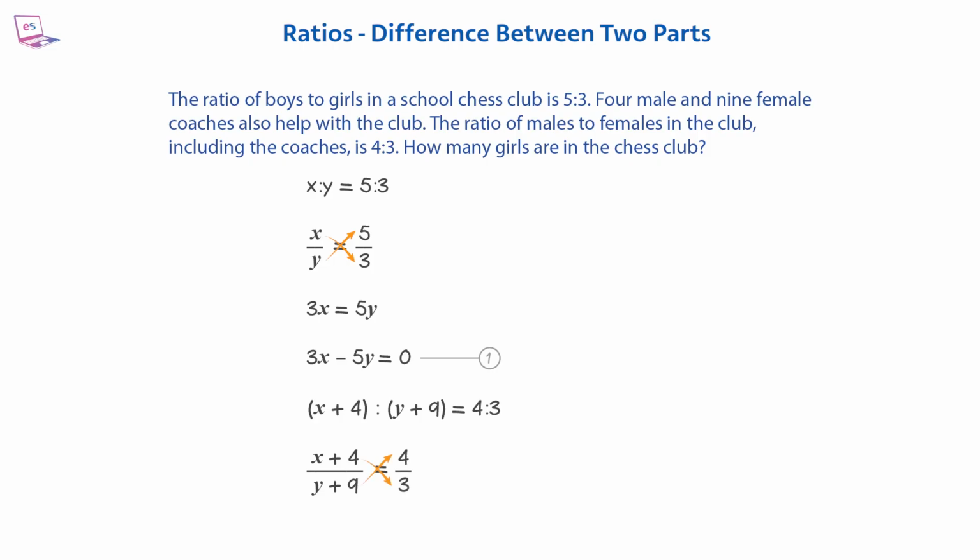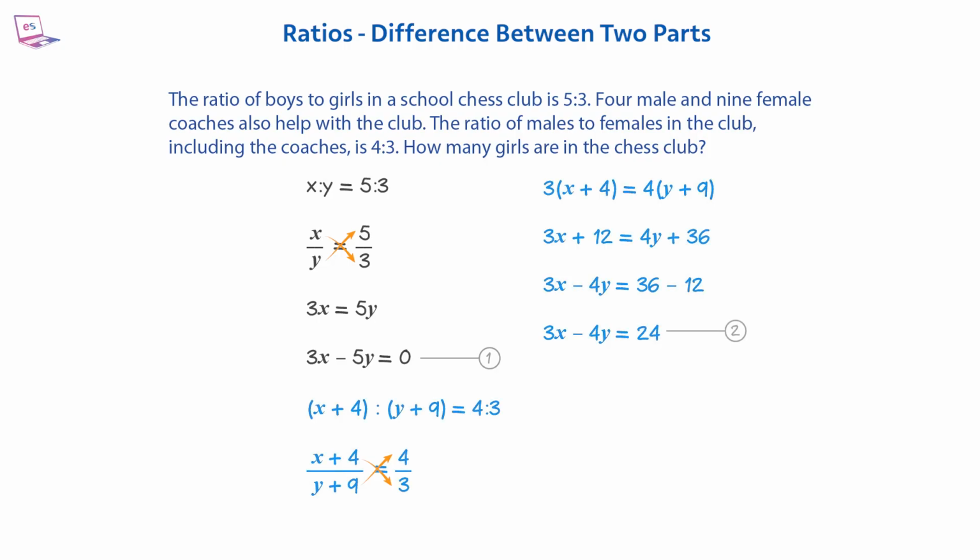By cross-multiplying we get 3 times (X plus 4) equals 4 times (Y plus 9). By expanding the brackets we get 3x plus 12 equals 4y plus 36. By rearranging the equation, we get 3x minus 4y equals 36 minus 12, which equals 24. This is the second equation.